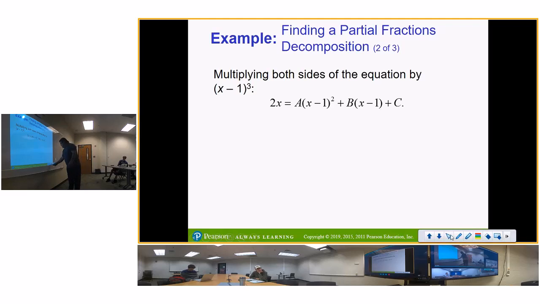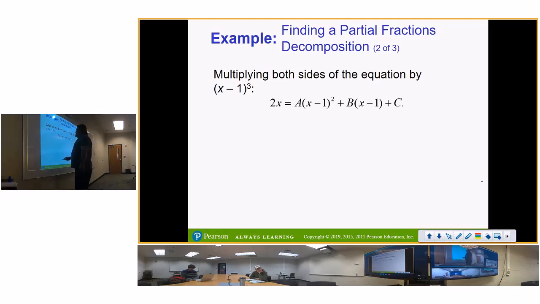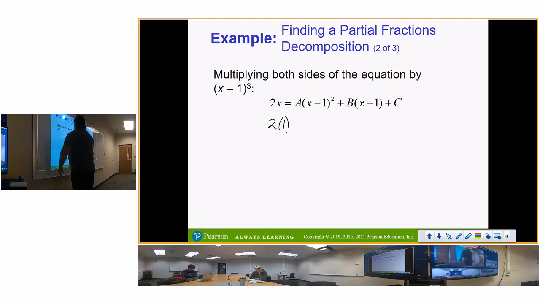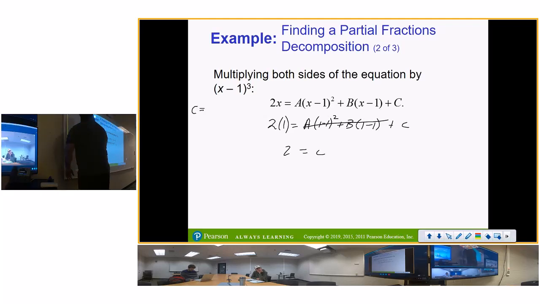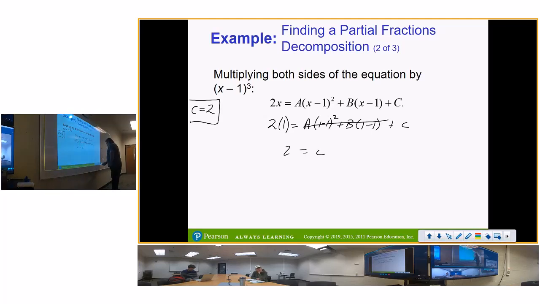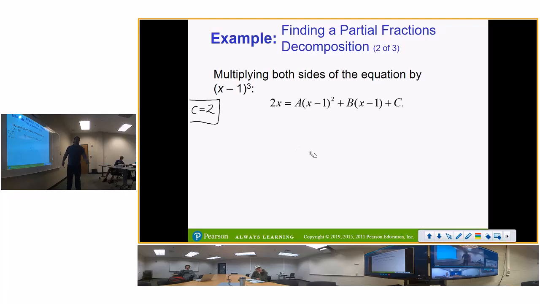So anyway, let's go ahead and say 2 times 1 is equal to A times 1 minus 1 plus B times 1 minus 1, and of course those go out, plus C. So C is equal to what? 2. Go over here and you say C is equal to 2, and then you just sit there and stare at it, because we don't want to do anything. We just sit there and look at it and settle. And we could put C is equal to 2, cannot find the rest. That's what you need to write on the test.